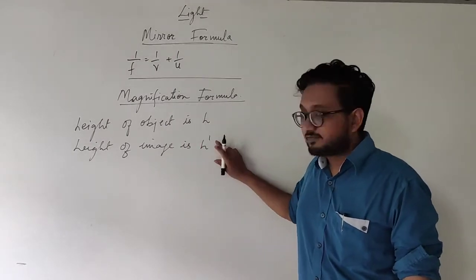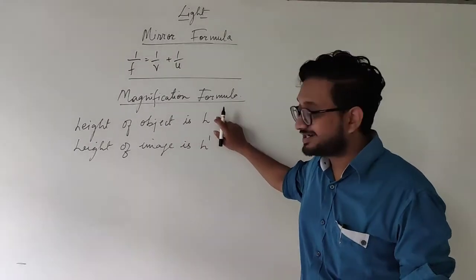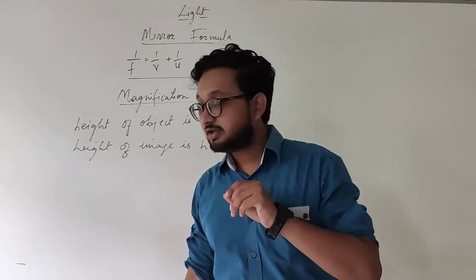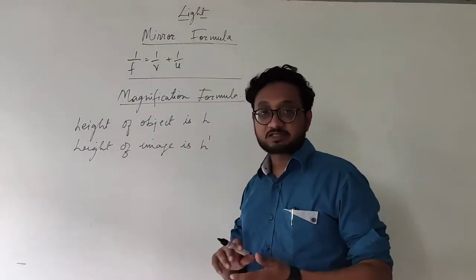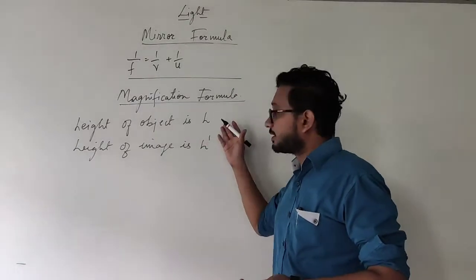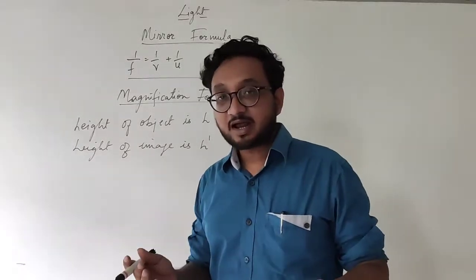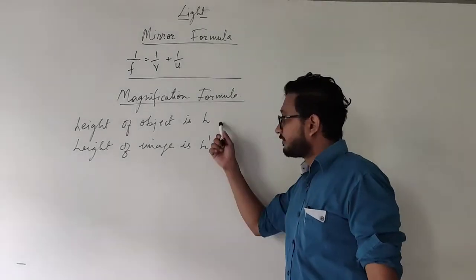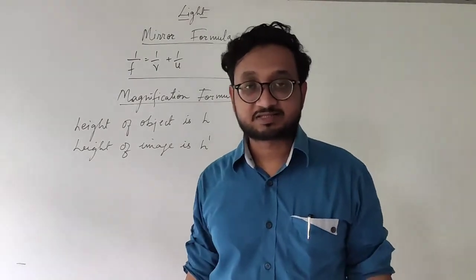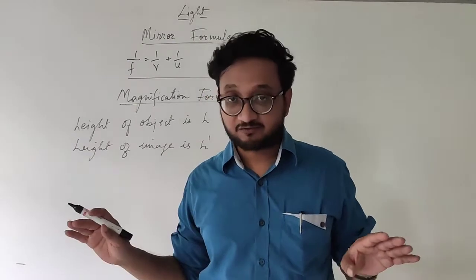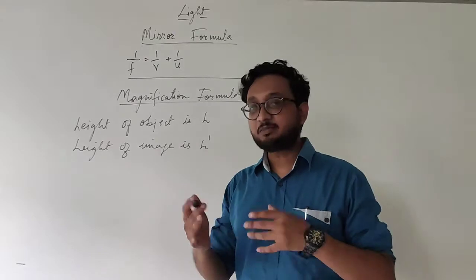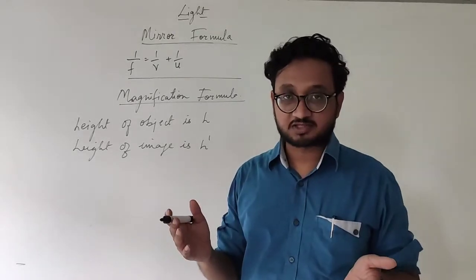If the height of the image is smaller than the height of the object, then the image is known as a diminished image. And if the height of the image is more than the height of the object, then it is known as an enlarged image. Okay? But what happens if the height of the object and the height of the image are the same? Then there is no magnification, neither diminished nor enlarged, because they both have the same height. So there is no magnification.